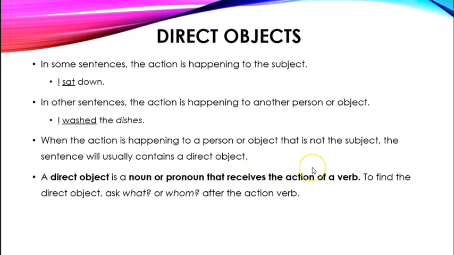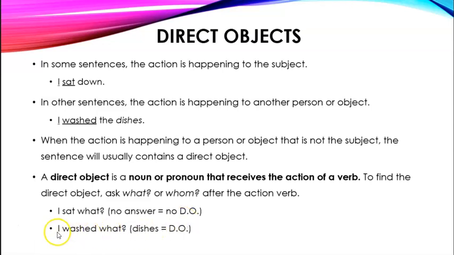And to find it, we're going to follow a process similar to finding the object of a preposition. So we're going to ask what or whom after the action verb. So in the first sentence, I sat what? We can't answer that. I didn't sit anything. Sometimes I might sit my dogs, but in this sentence, I didn't sit anything, right? There's no direct object. Down is an adverb. However, in the second sentence, I washed what? There is an answer. I washed the dishes. Dishes is your direct object. So not every time you have an action verb, you're going to have a direct object. But when you do, it will answer what?